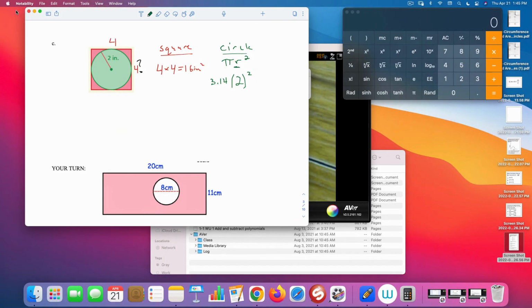Pick up your calculator and type in 3.14 times 2 squared. Naya, answer? You got it.